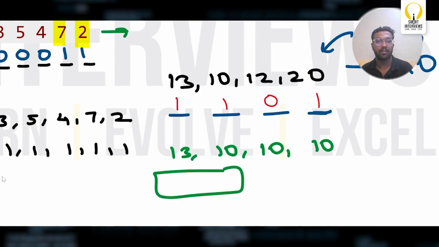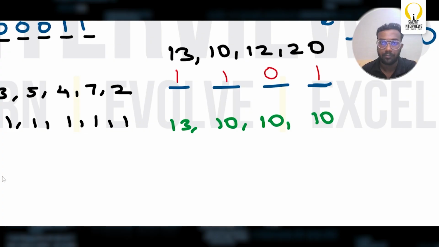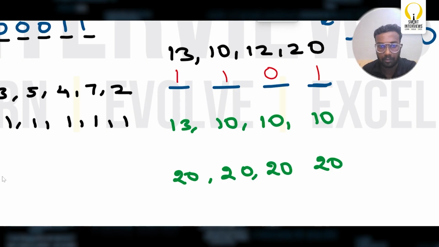So the right part, if it is coming from the right part, you need the maximum, right? If it is coming from the right part, you need the maximum. That is, the maximum from the end. So 20, 20, 20, 20, right?